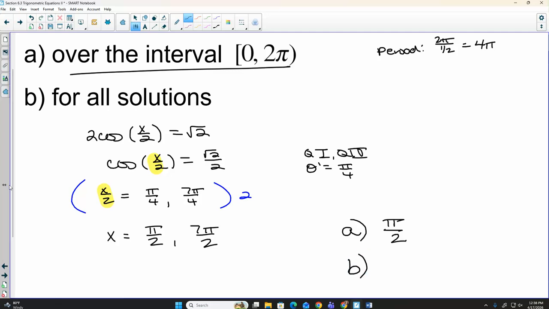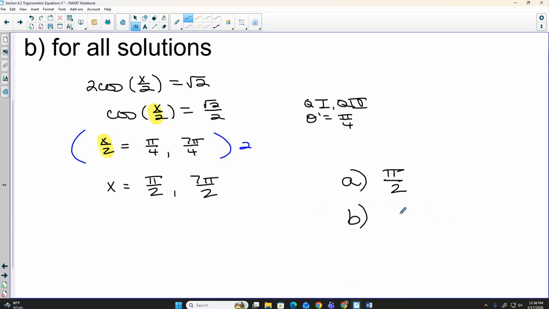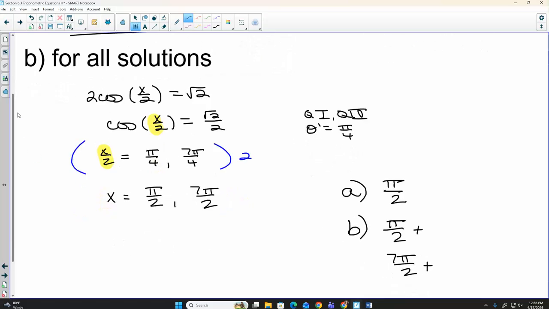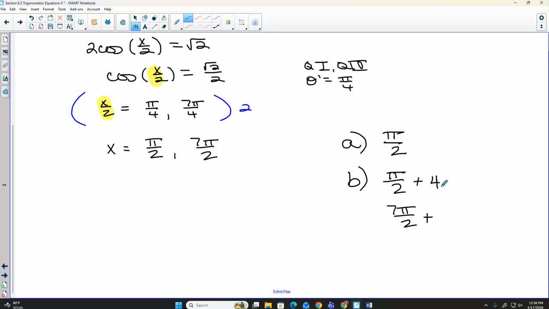Part B, when I say all solutions, so that's when you're used to adding the 360k, right? Except for in radians, so it'd be 2 pi. However, we did 2 pi because that was the period. That was how long it took for the graph to repeat. What was the period on this one? 4 pi. So my all possible solutions will be each of these plus 4 pi k, where k is an integer.